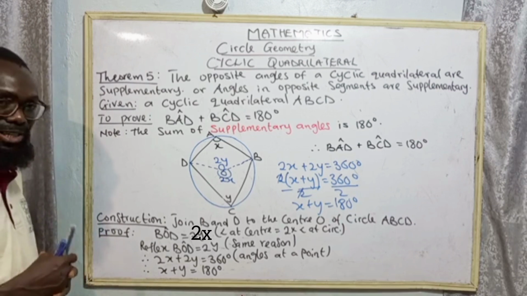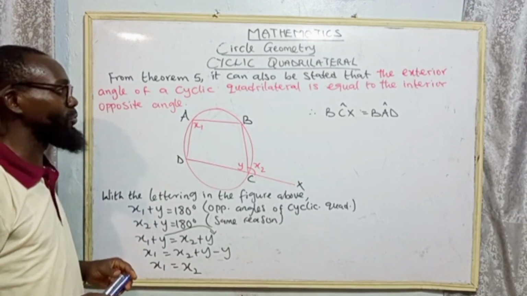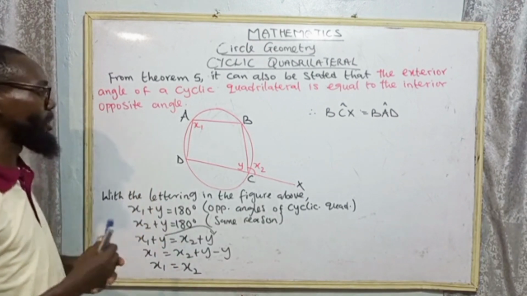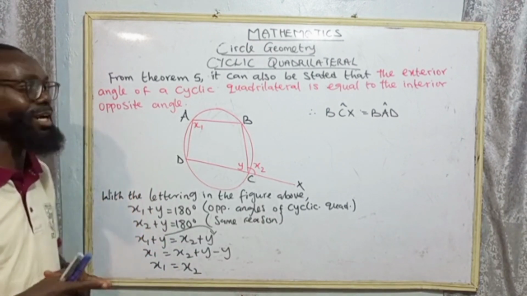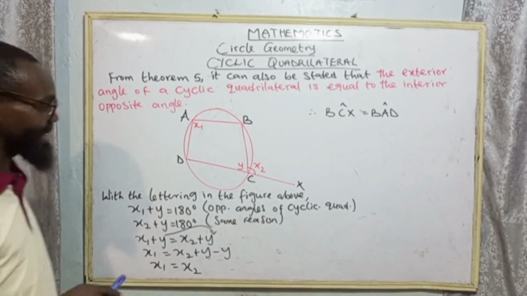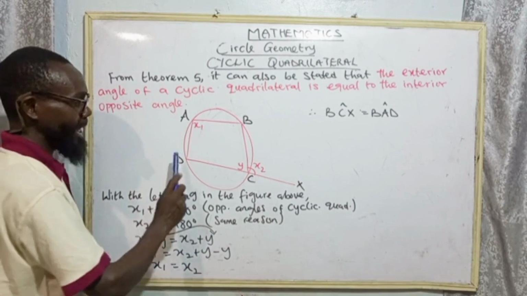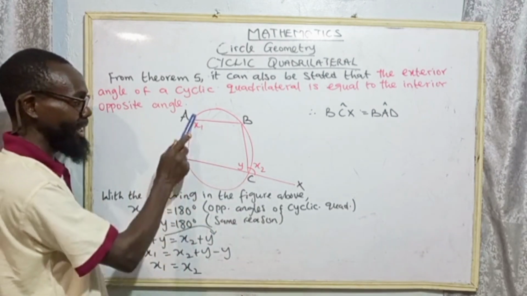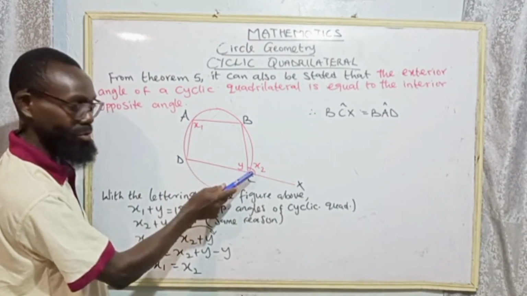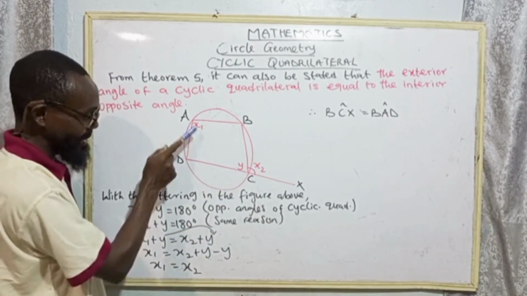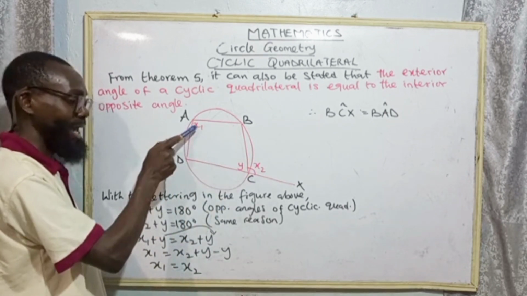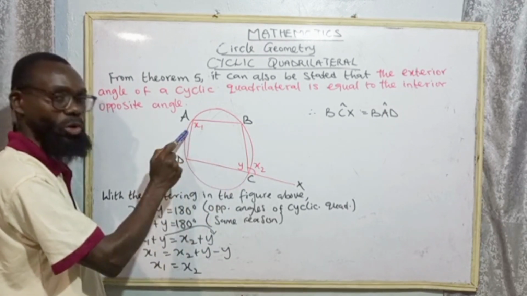So this theorem can also be extended to the exterior opposite angle of a cyclic quadrilateral. So let's check that again. From theorem 5, it can also be stated that the exterior angle of a cyclic quadrilateral is equal to the interior opposite angle. The exterior angle of a cyclic quadrilateral, that is a cyclic quadrilateral ABCD, and this S2 is the exterior angle. Now they said that this exterior angle, which is S2, is equal to x1. So S2 equals x1.